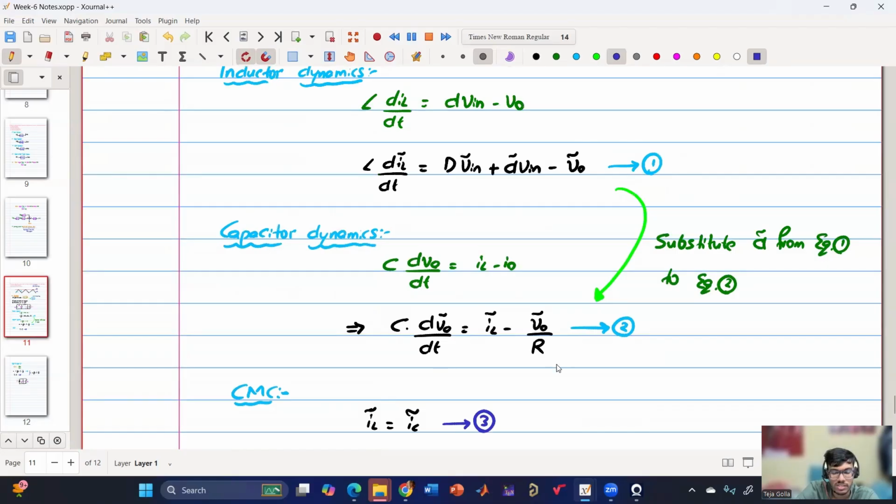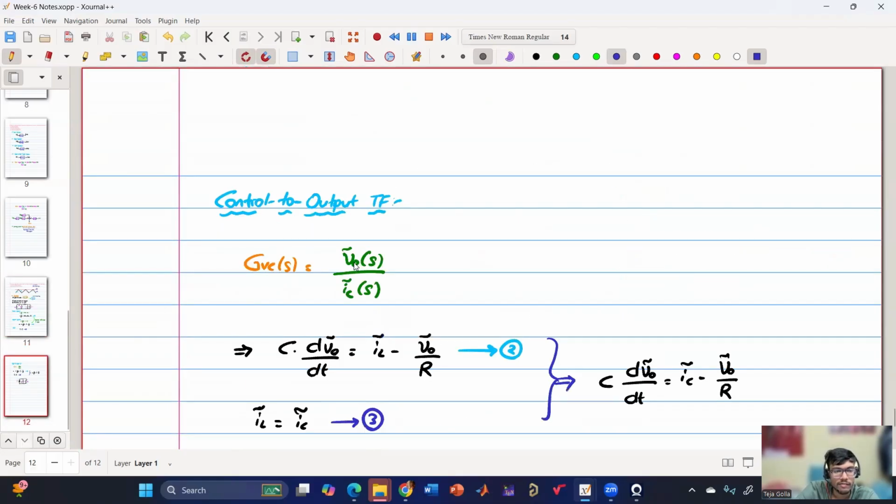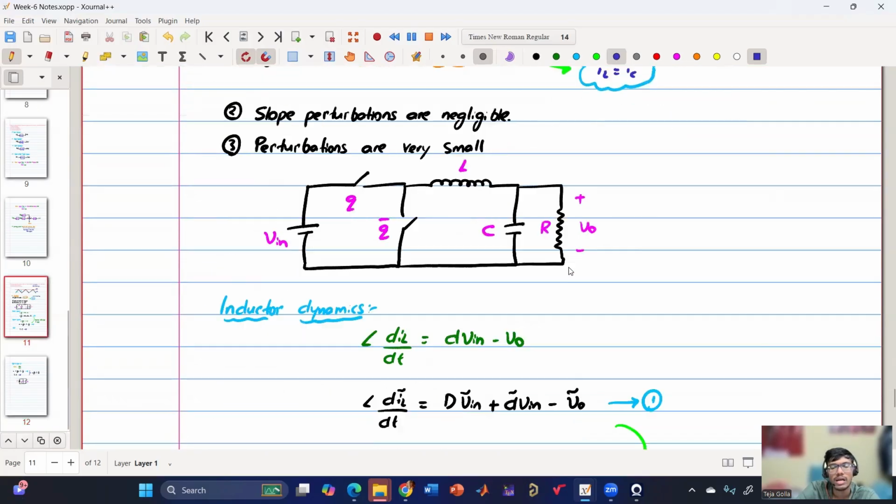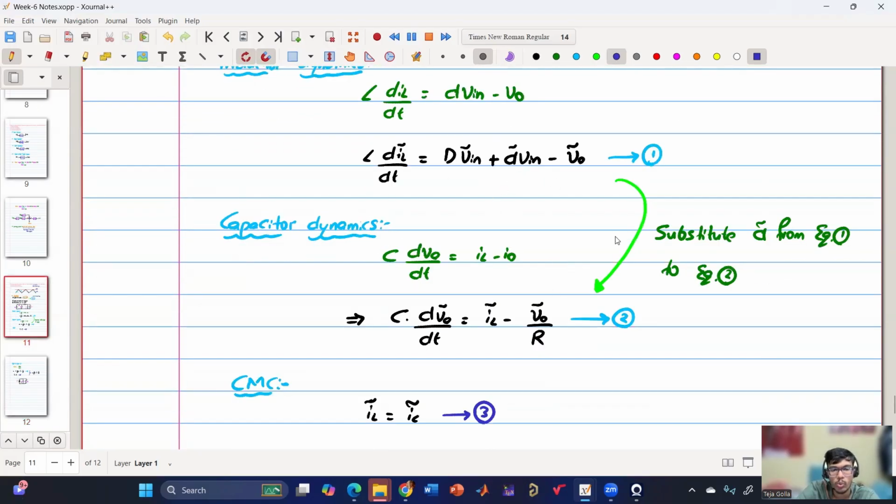So we got three equations, and the objective is to get V naught perturb of S by IC perturb of S. You need an equation which consists of only V naught perturb of S and IC perturb of S, with no D perturb, so you have to eliminate D perturb. In the case of other converters, you will have D perturb in two equations, so you need to obtain D perturb from one expression and substitute it in the other. But in the case of the buck converter, there is no D perturb in this expression, so this equation is not needed to get the GVC transfer function. We will be needing only 2 and 3.